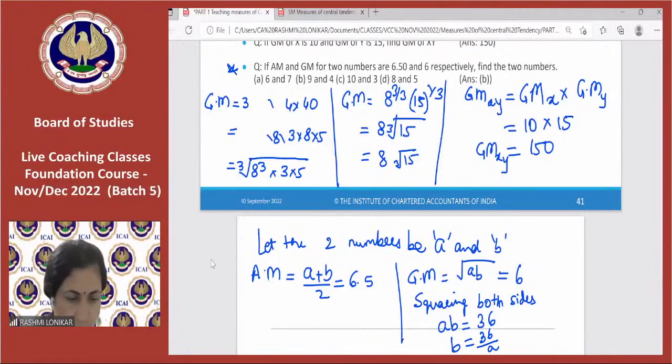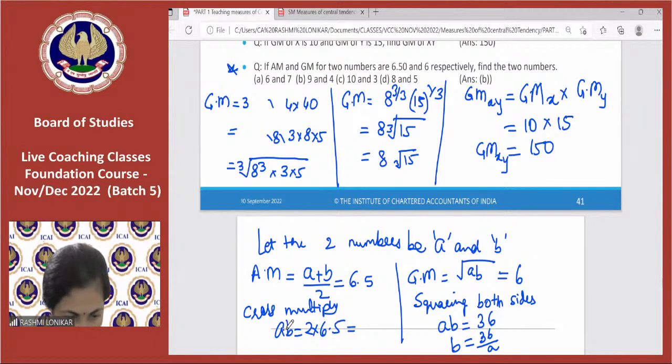Here, what do I do? I cross multiply. Therefore, A plus B is 2 into 6.5.